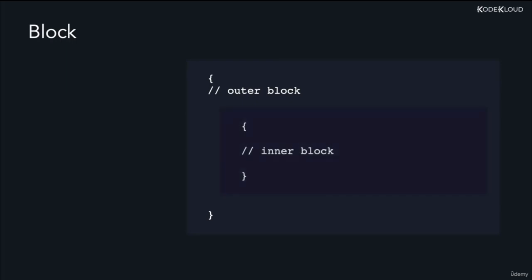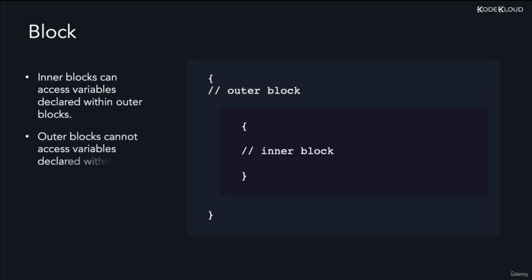A block is defined in Go as a possibly empty sequence of declarations and statements within matching brace brackets or curly brackets. So we can say it simply that brace brackets in Go denote a block, and brace brackets within brace brackets denote a new block, which we can call an inner block. The thing to note here about blocks is that inner blocks can access variables that are declared within outer blocks, but outer blocks cannot access variables that are declared within inner blocks.